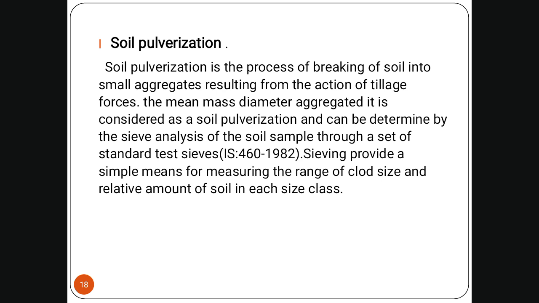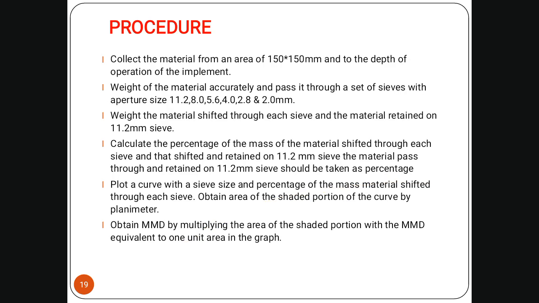Now the next parameter is soil pulverization, the process of breaking the soil into small aggregates resulting from the action of tillage forces. The mean mass diameter of aggregates is considered as the measure of soil pulverization and can be determined by sieve analysis of the soil sample through a set of standard test sieves. Sieving provides a simple means of measuring the range of clod sizes and the relative amount of soil in each size class. Now this is the procedure for finding out the mean mass diameter.